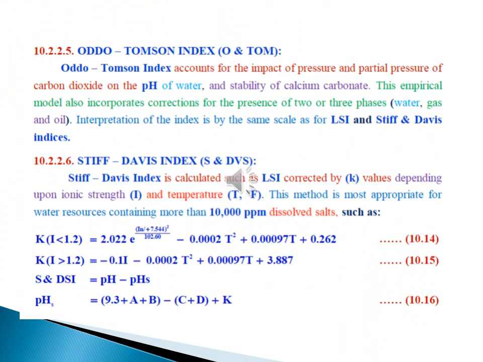Moreover, the Oddo-Tomson index accounts for the impact of pressure and partial pressure of carbon dioxide on the pH of water and stability of calcium carbonate, while the Stiff-Davis index is calculated like LSI corrected by K values depending upon ionic strength and temperature, as shown in the enclosed equation. Follow up by yourself. It is so clear and easy.